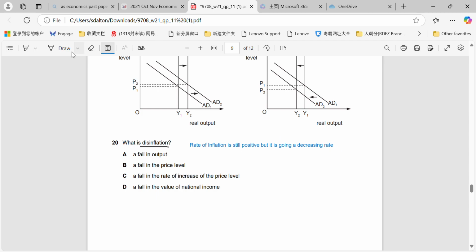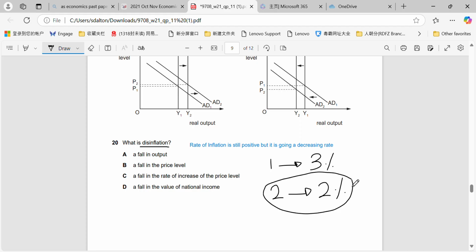So for example, if in year 1 we have inflation of, let's say, 3%, and in year 2 we have inflation of 2%, that would be disinflation in year 2. Because in year 2 we still have an increase in the price level, but it's going at a decreasing rate from what it did previously, which was 3% in year 1 to now being 2%. So therefore it is a fall in the rate of increase of the price level.